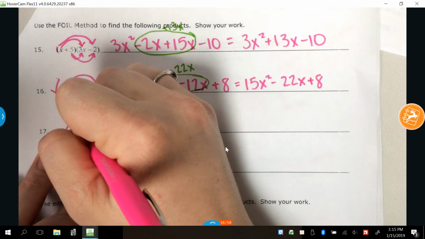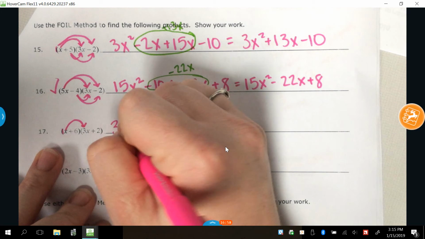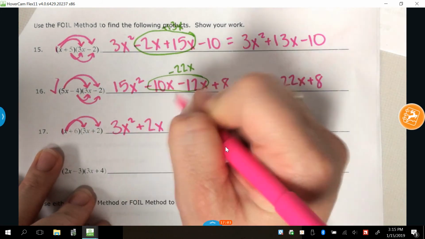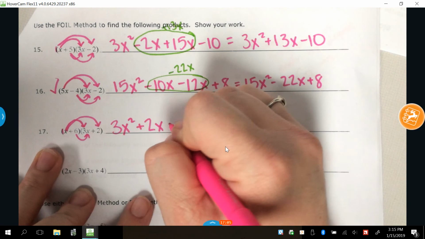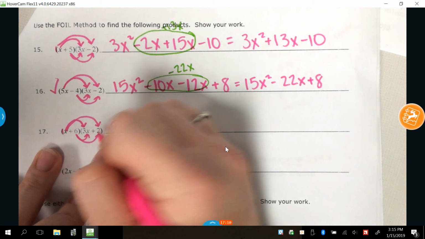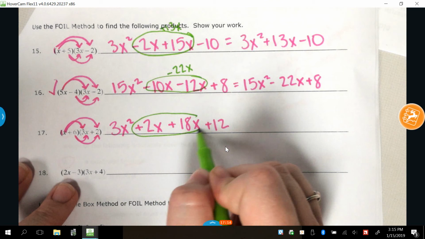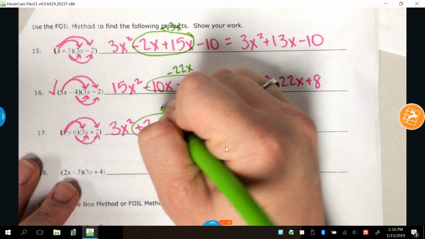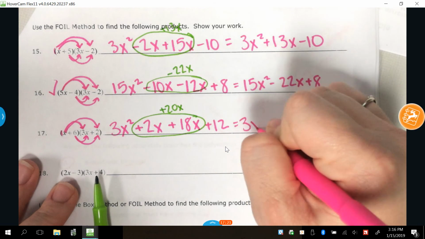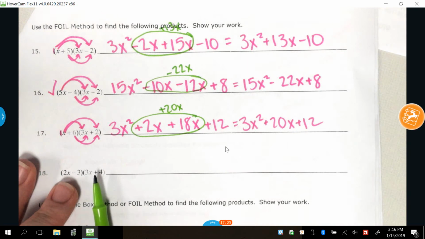Okay, x times 3x. Remember, it's just like 1x. So 1 times 3 is 3, so it's 3x squared. 1x times 2 is 2x. 6 times 3 is positive 18x. And 6 times 2 is positive 12. 2x plus 18x is 20x. So my answer is 3x squared plus 20x plus 12.